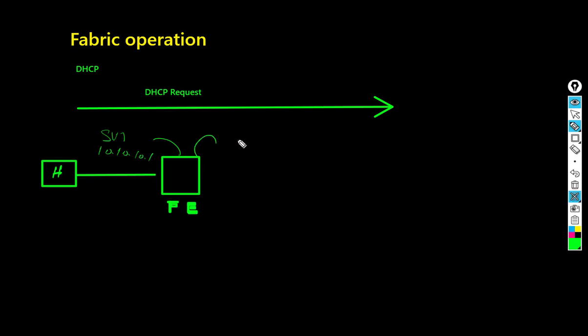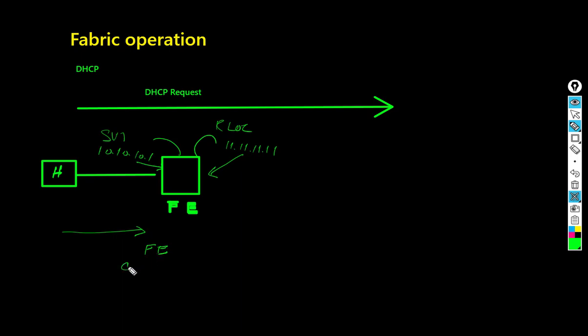So let's go through the process of how DHCP works in SD-Access. The host is connected to the fabric edge switch on the subnet of 10.10.10.0/24 with an SVI of 10.10.10.1, that is the actual unicast gateway on that subnet, on that particular switch.